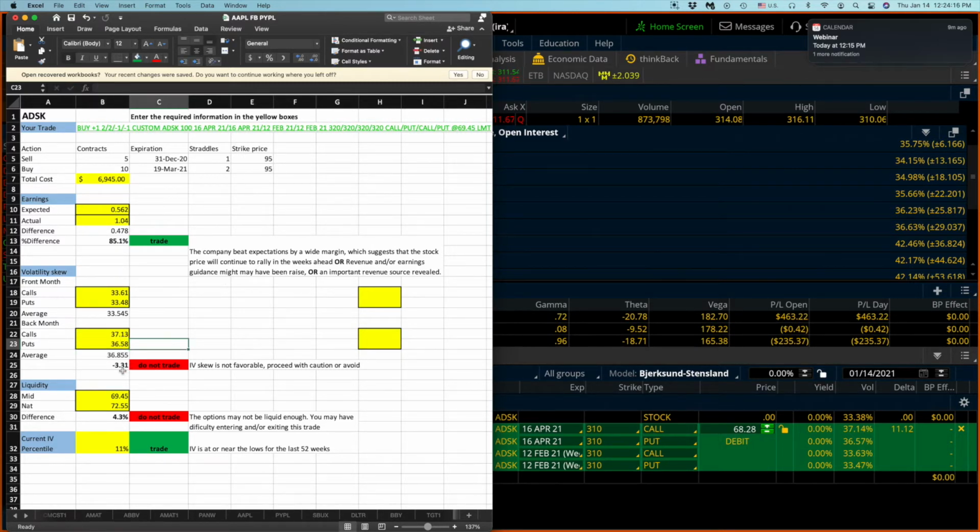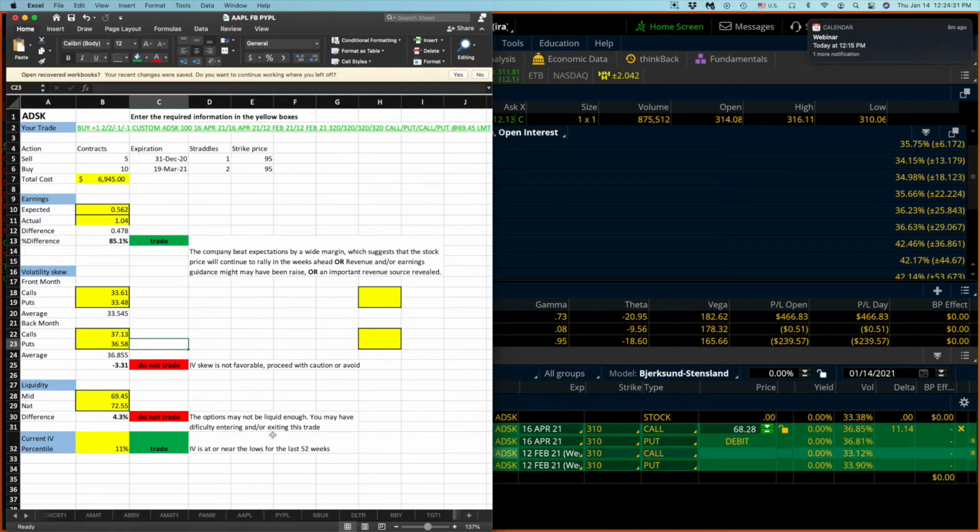And the difference is 3.31%, very close to what is acceptable to me. Okay, if that's the only issue, I could still enter the trade. Here you have the numbers, okay, the volatilities.